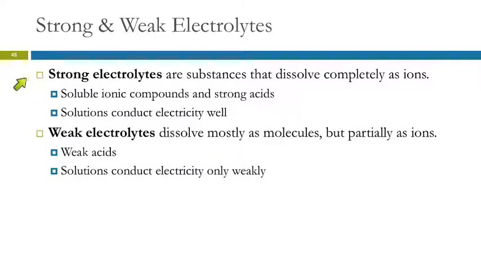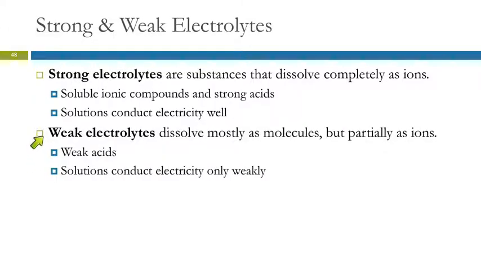So strong electrolytes, the substance dissolves completely to form ions. Soluble ionic compounds like sodium chloride do that. Strong acids also do that. Those substances in solution will conduct electricity well. The light bulb glows strongly. The light is bright.